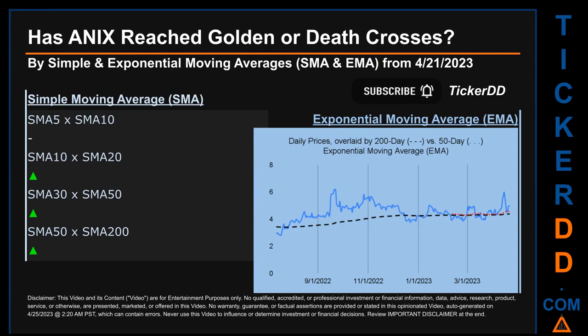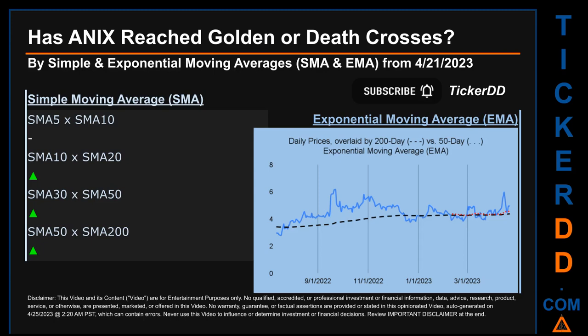Has ANIX price reached golden or death crosses? Golden cross and death cross are basic signals that compare average prices across two specified trade day ranges, a short-term versus a long-term range. For example, 5-day versus 10 trade days. Essentially, a golden cross is a bullish signal. It appears when a ticker's short-term moving average crosses above its long-term average.